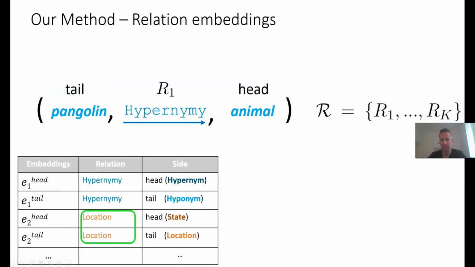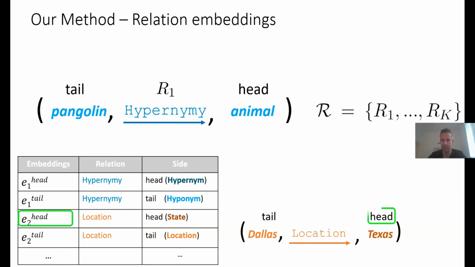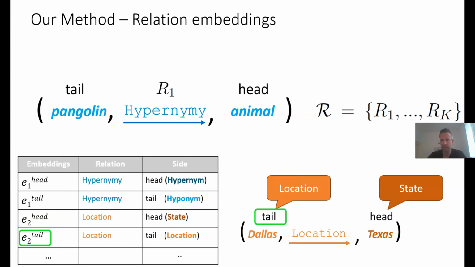For representing the relation R2 between a US location and its state, like Dallas is located in Texas, eHead would represent the head of the relation, which is the concept of state, and eTail the tail of the relation, which is the concept of location. We assume that for a given relation set R, the knowledge base is accompanied by a relation extractor, which takes a text X as input and returns a list of such triplets.